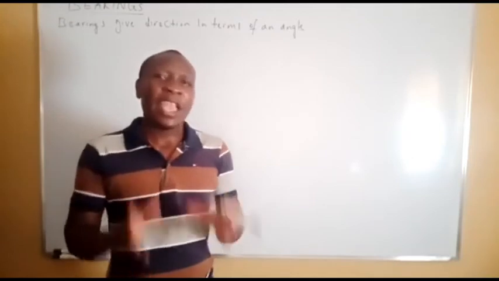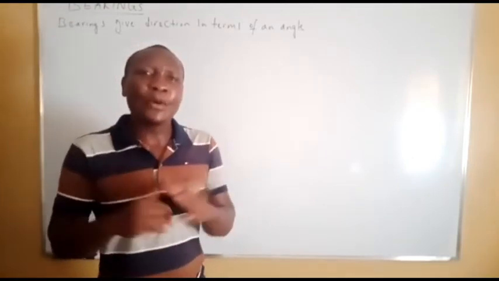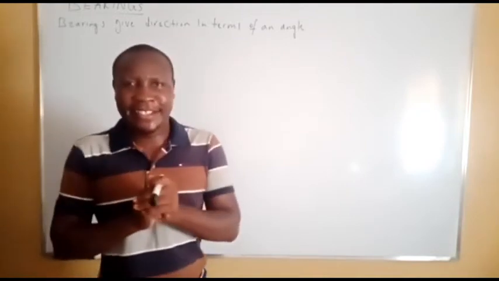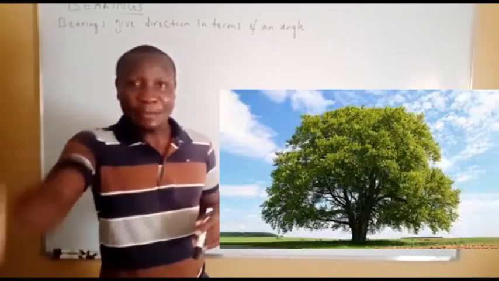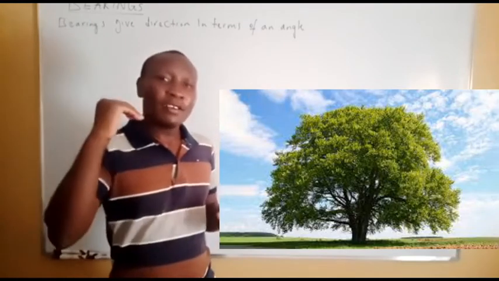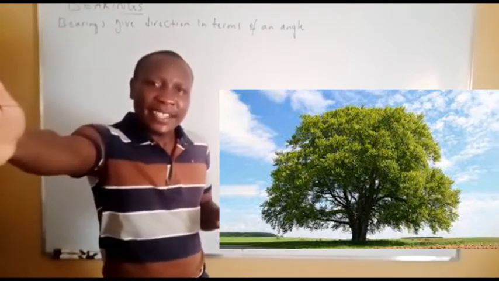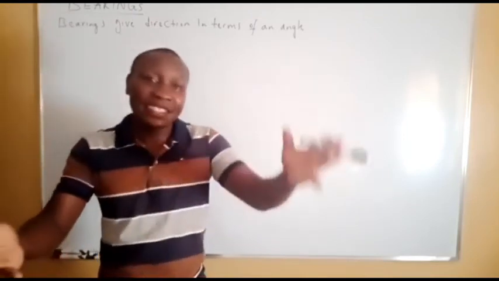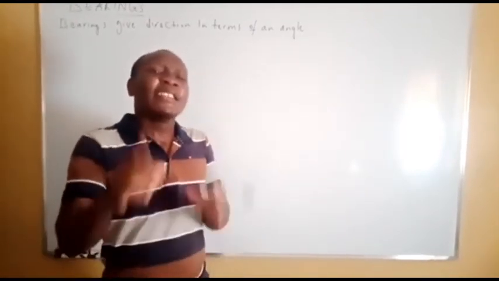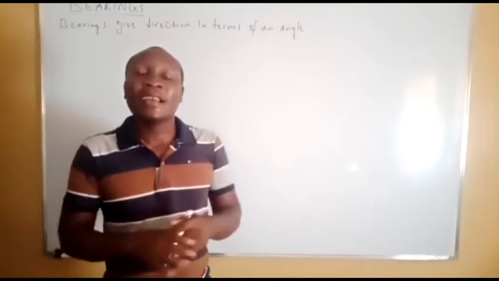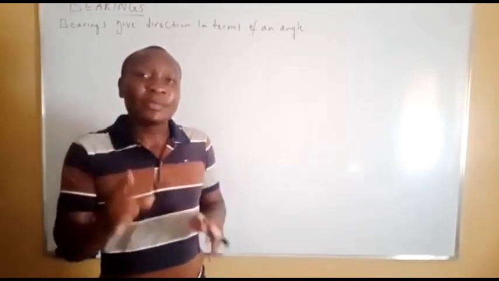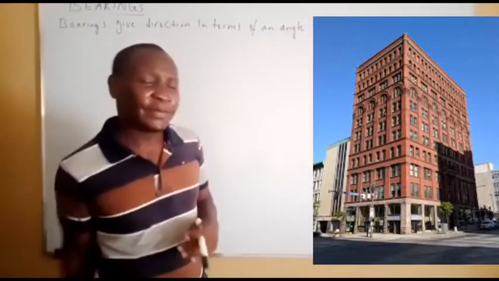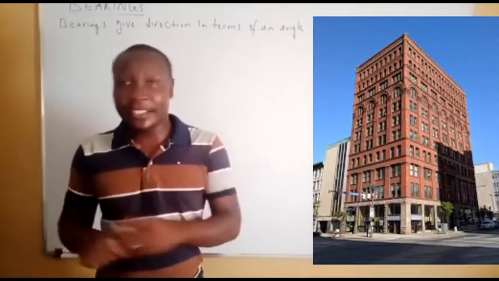Now, when giving directions, people use some things as their point of reference. For example, someone can use a tree. They'll say, go in this direction, you find a tree, then after you find the tree, you turn and go in this direction. Meaning they have used the tree as their point of reference. Some will use a building, so they use different things.